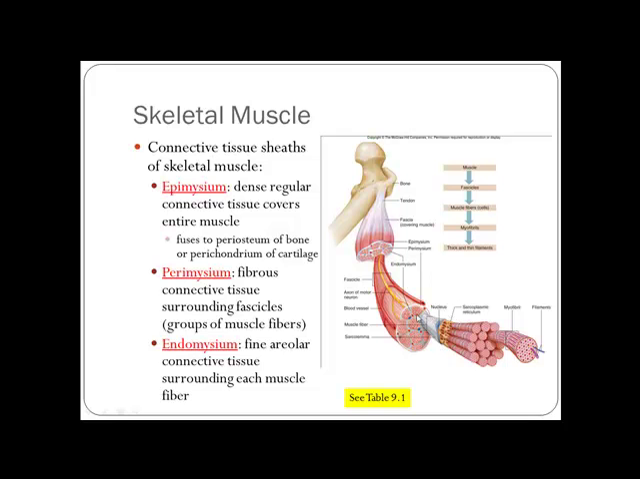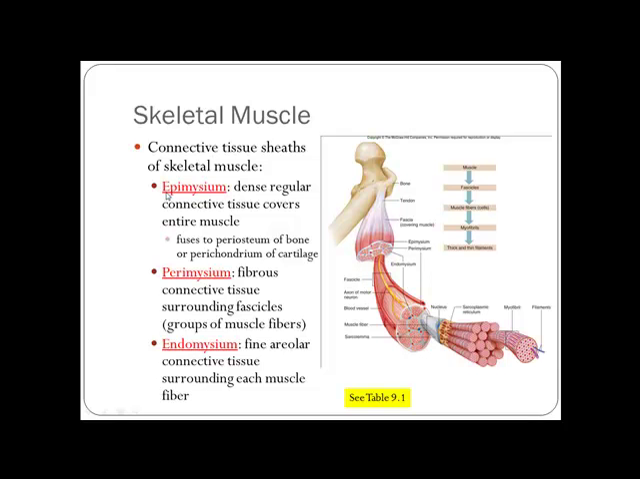Going back, when I take a bunch of muscle cells and put them together, they will form a fascicle, and my fascicle will be wrapped up in perimysium. And going back, when I take a bunch of muscle fascicles, those all together will form my whole muscle, and that will be wrapped up in epimysium.